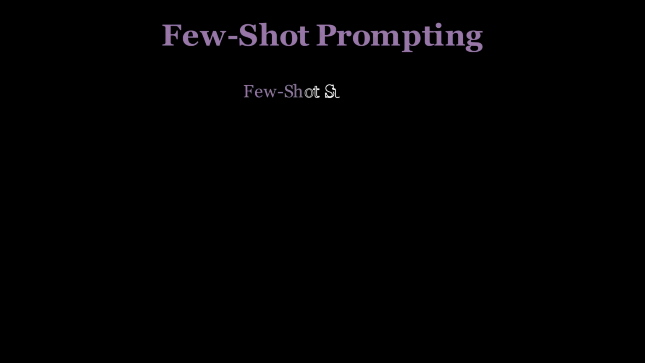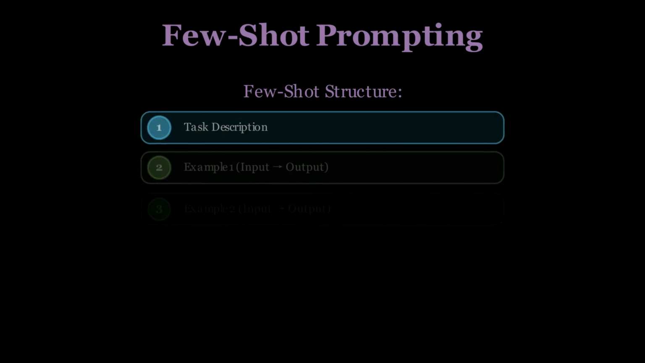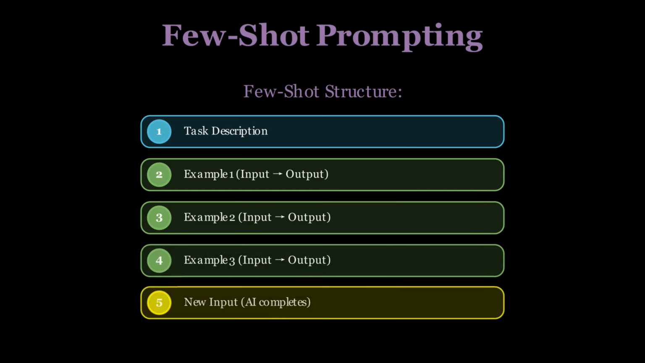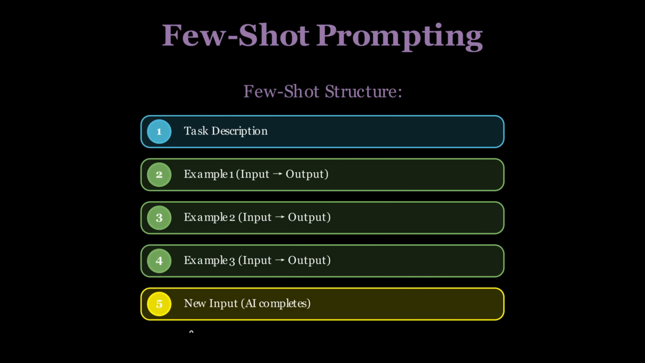A few-shot prompt has 5 parts. Task description. Then 2 to 5 examples showing input and output. Then the new input for the AI to complete. The key difference. Examples teach the pattern. The AI learns from what you show, not just what you say.